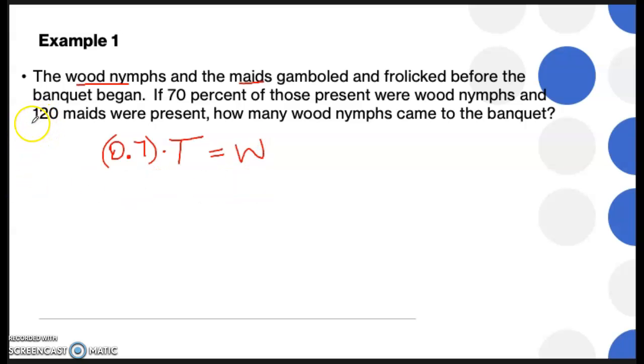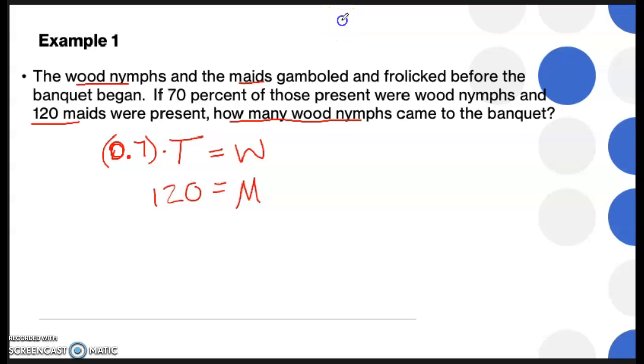Then it gives us a little fact over here. 120 maids were present, but they really want to know how many wood nymphs. So W is what we're looking for. So they had 120 maids present. We'll call maids M, and that would equal 120. My first equation would get me W, but I have two variables. I have a total and I have the wood nymphs. My second equation doesn't say anything about wood nymphs, but I wonder if it would get me my total.